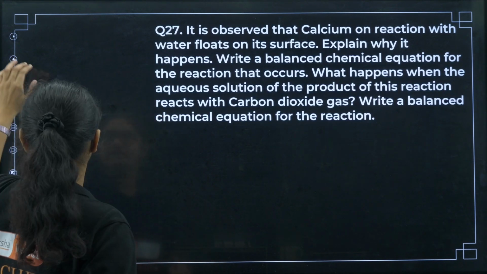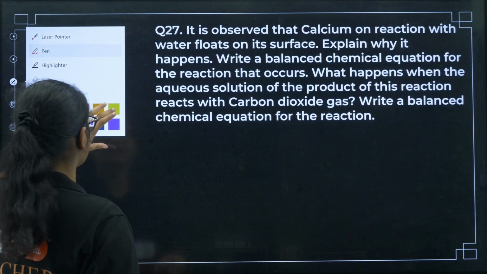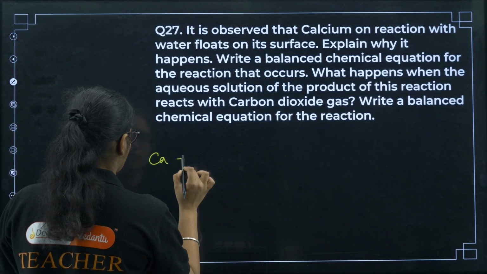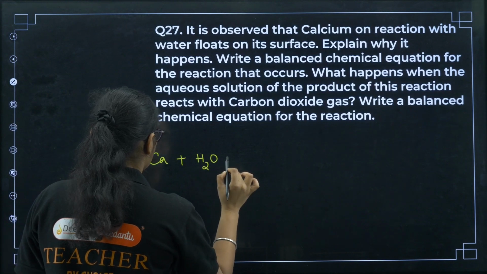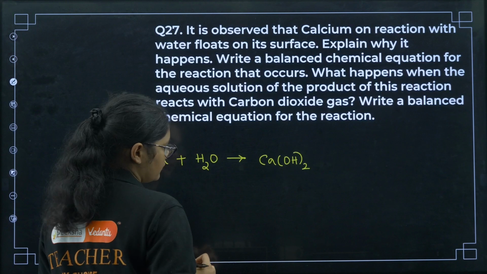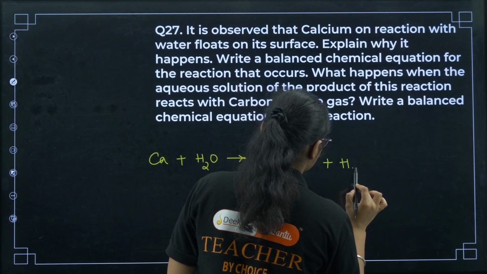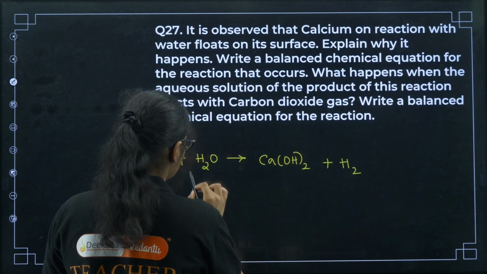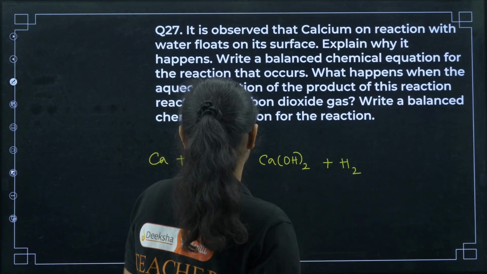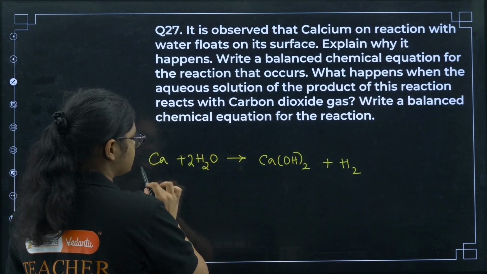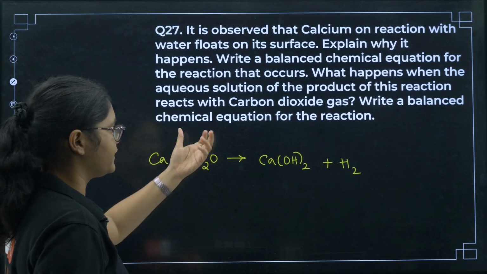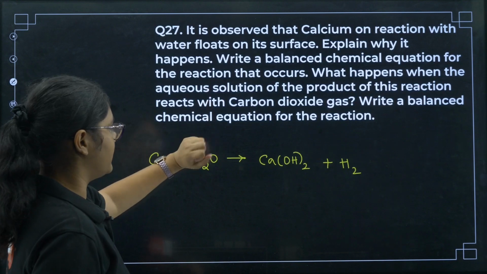Okay, so first of all, calcium on reaction with water floats on the surface. Calcium on reaction with water gives you calcium hydroxide plus H2 gas. If I want to balance this one, I can put 2. So this is now balanced, right? Yes. This hydrogen gas carries the calcium, that is why you get bubbles, or it sticks to the surface. This is the balanced equation.